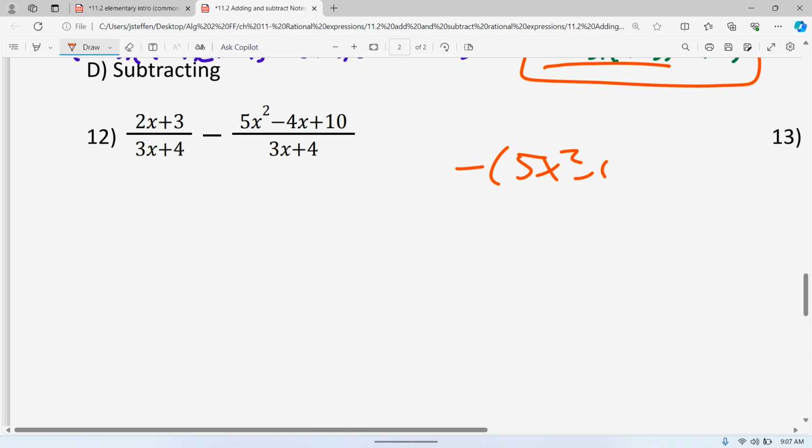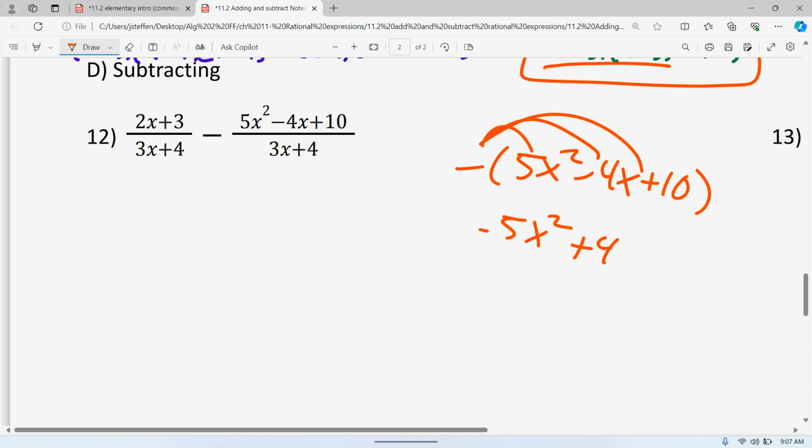Outside of a parenthesis, a lot of times you take that negative and you distribute it to all of them. So it's negative 5x squared plus 4x minus 10. It just changes all the signs. That's what we're going to do with this one, and we're going to change that minus to a plus. I personally don't like minuses. I feel like they're a huge pain. So the first thing I would do is I would change that to a plus. And what that does is that changes all the signs just in your numerator.